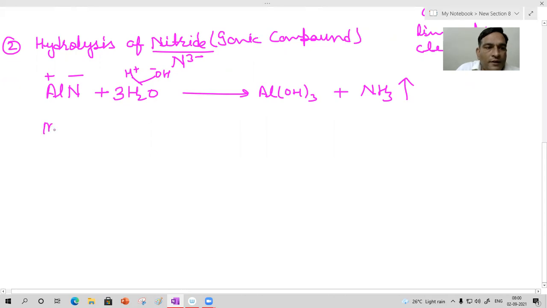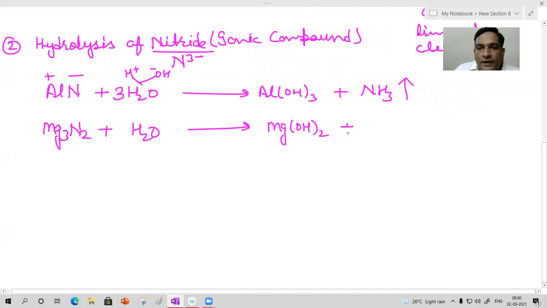Again, one more example. Magnesium nitride, Mg3N2 plus water, ionic compound, my dear. We are getting magnesium hydroxide plus ammonia. Mg plus and minus, water is treated as H plus and OH minus, ion exchange reaction. 3 magnesium, 2 nitrogen, 2 nitrogen. How many hydrogen, my dear? There are 6 and 6, 12 hydrogen. So we are adding the 6. Reaction is balanced.